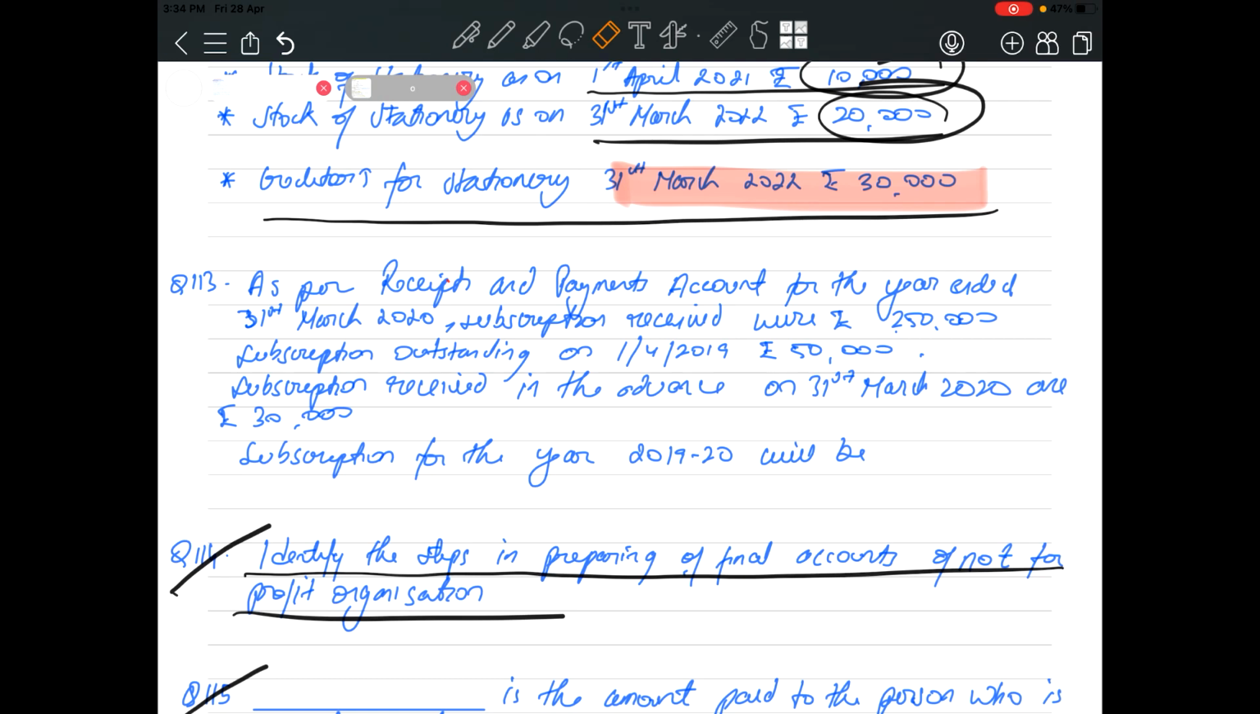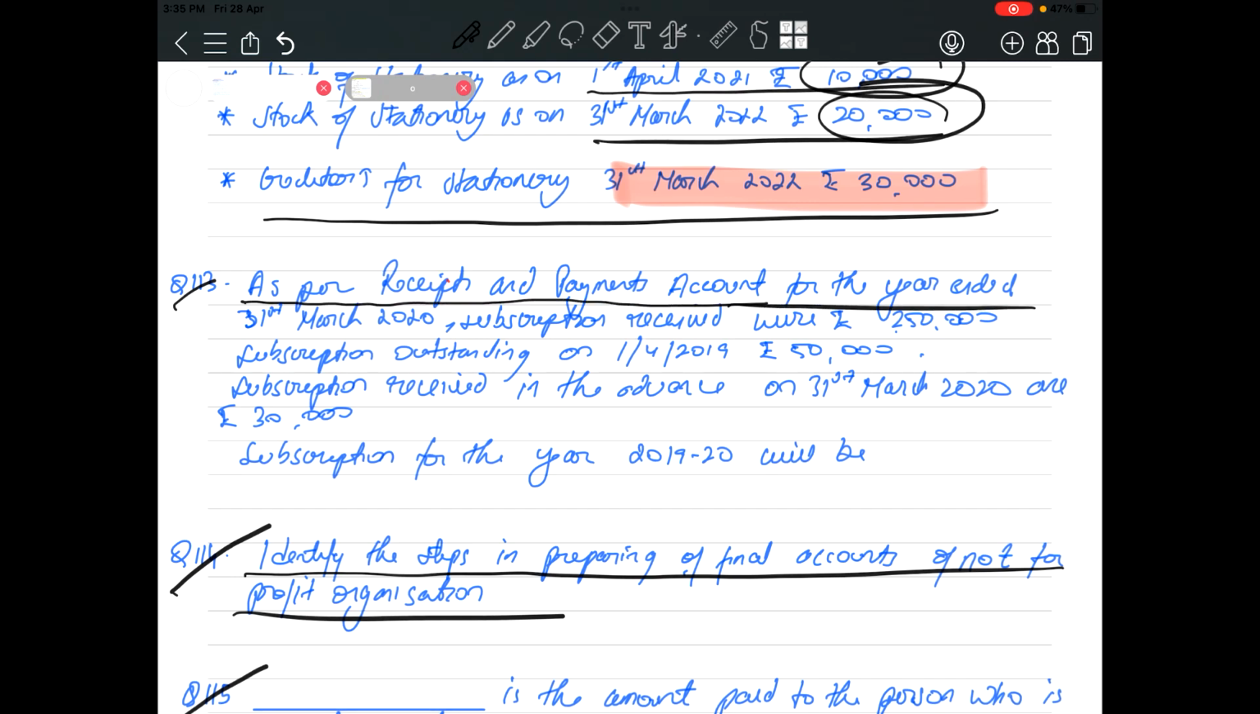Okay, this is also simple. It's with the subscription outstanding account only. But the information is not complete. The closing balance and all is not given, so I thought you would be confused, so I skipped this question and continued with the other question. Now it's time to solve this question. Let's read question number 113.